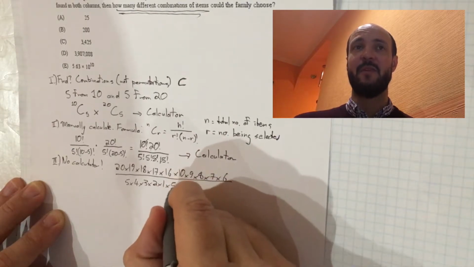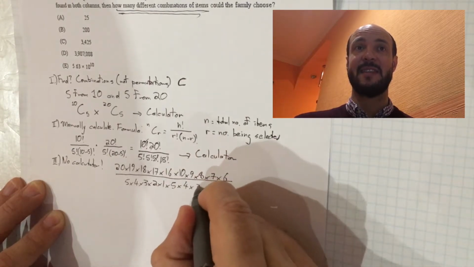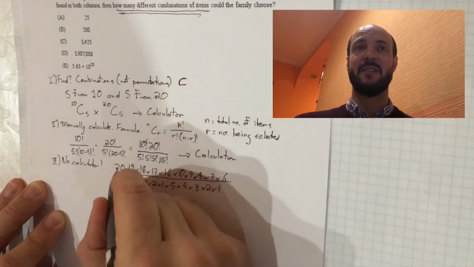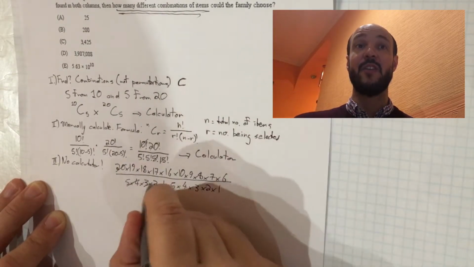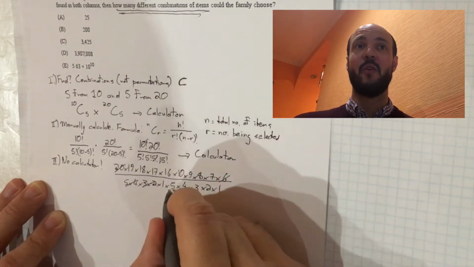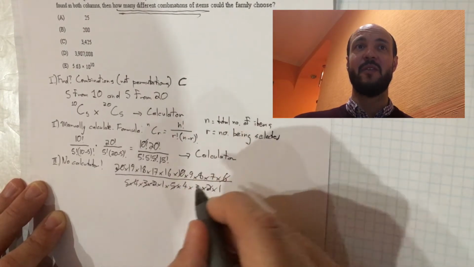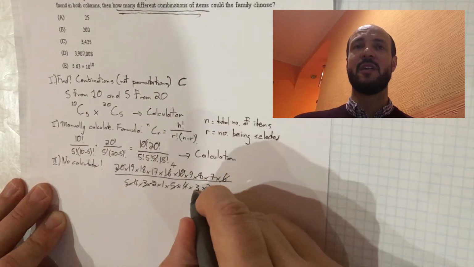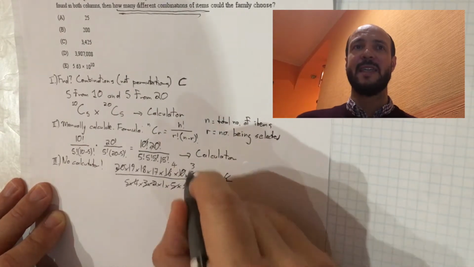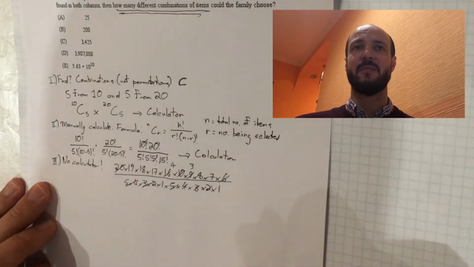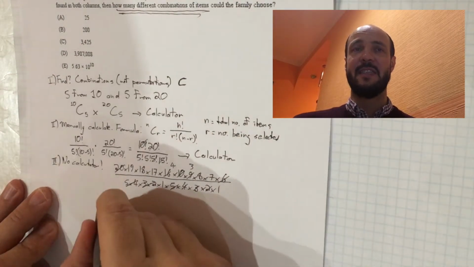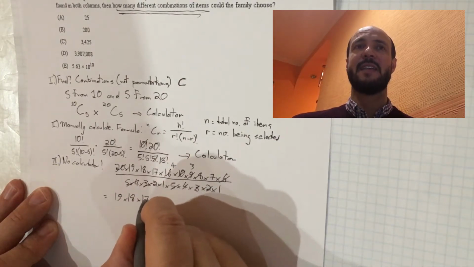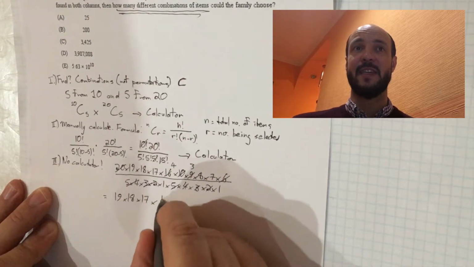Then there are some obvious common factors that we can cancel out here. 5 times 4 cancels with 20, 3 times 2 cancels with 6, the 5 and the 2 cancel with the 10, the 4 cancels with the 16 to leave 4, and the 3 cancels with the 9 to leave 3. Then we rewrite what's left on top, multiplying the single digits together: 19 times 18 times 17, 4 times 3 is 12, and times 8 times 7 is 56.